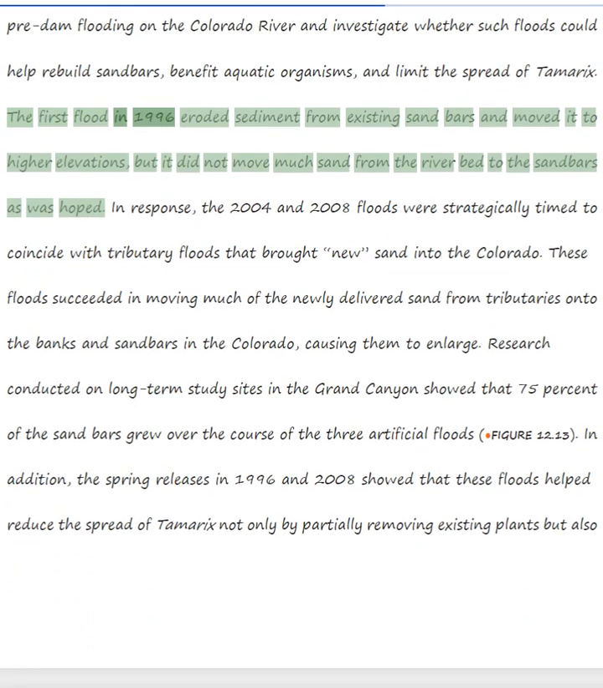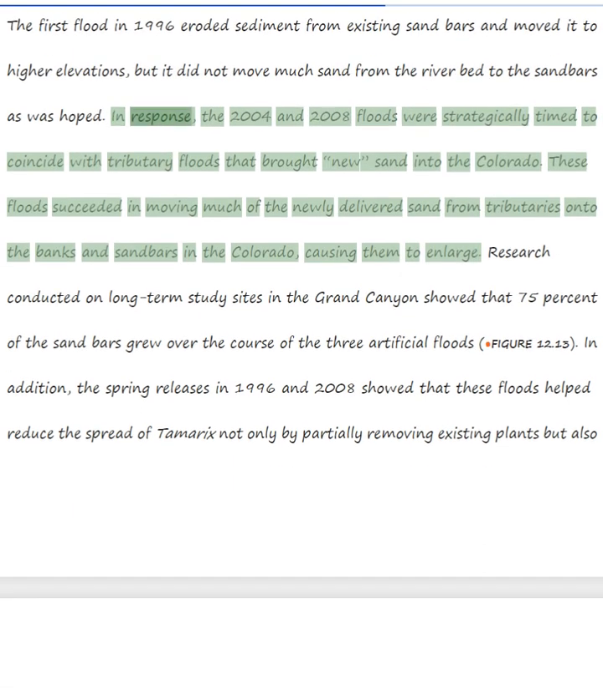The first flood in 1996 eroded sediment from existing sandbars and moved it to higher elevations, but it did not move much sand from the river bed to the sandbars as was hoped. In response, the 2004 and 2008 floods were strategically timed to coincide with tributary floods that brought new sand into the Colorado. These floods succeeded in moving much of the newly delivered sand from tributaries onto the banks and sandbars in the Colorado, causing them to enlarge.